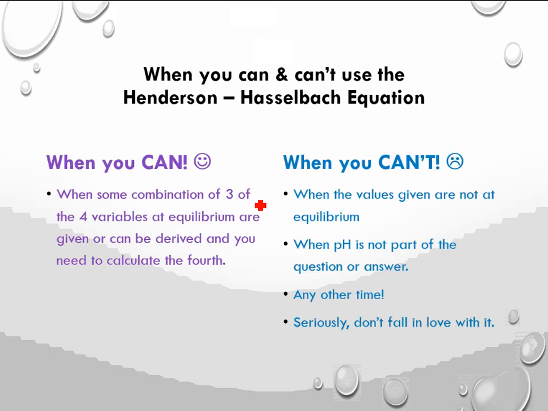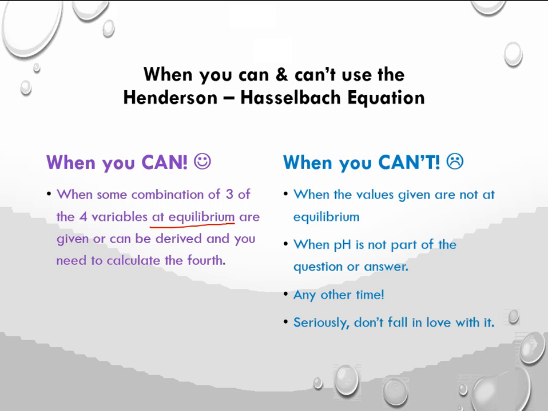When can you use Henderson-Hasselbalch? When some combination of those variables are there at equilibrium, that's important, and or you can derive them and you have to calculate the fourth one. When you can't: when things aren't at equilibrium, when pH is not part of the question or the answer, or any other time. And seriously, please don't fall in love with it. One of the mistakes we see students make is they jump back to Henderson-Hasselbalch when they don't know what to do, and almost always that's a huge mistake.